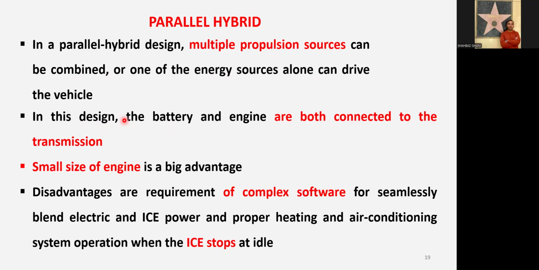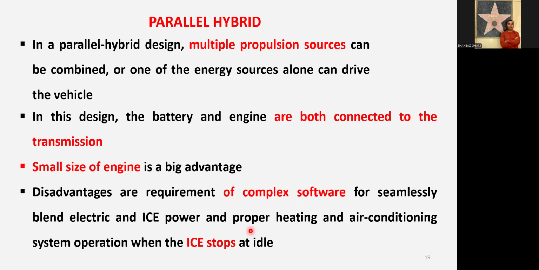Due to this design feature, a smaller size of engine is a big advantage in this parallel hybrid system. Disadvantages are the requirement of complex software to seamlessly blend electric and internal combustion engine power, and proper heating and air conditioning system operation when the internal combustion engine stops at idle.